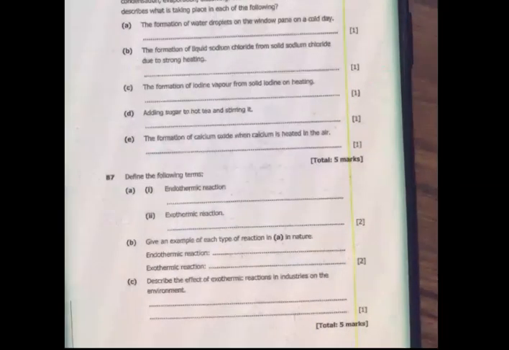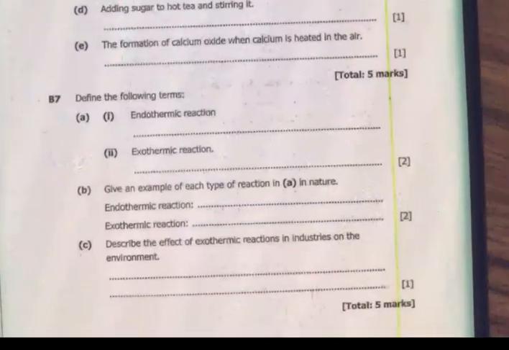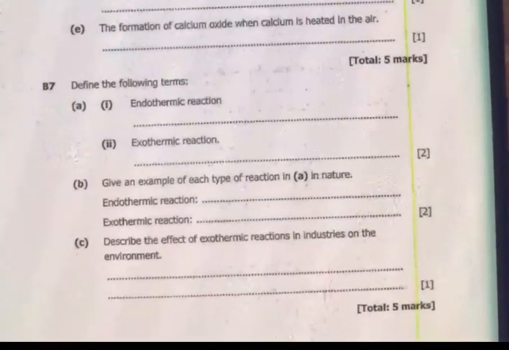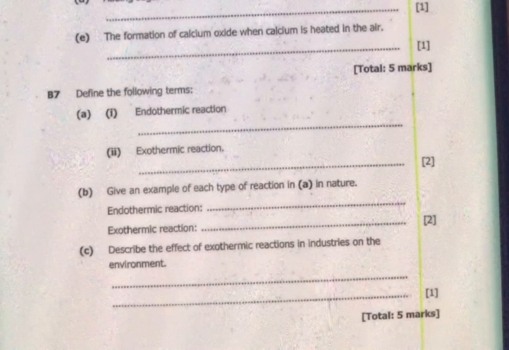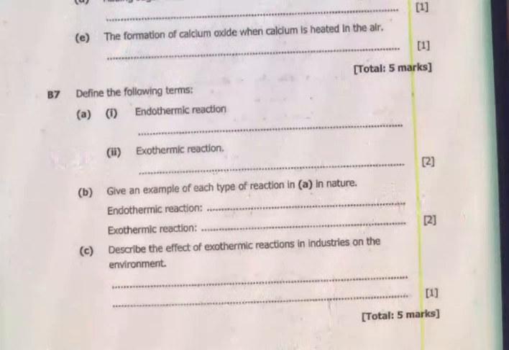Now, there are some questions that I'm interested in that we'll be looking at, because we just finished looking at the rate of a chemical reaction. We went as far as looking at the factors that affect the rate of a chemical reaction.